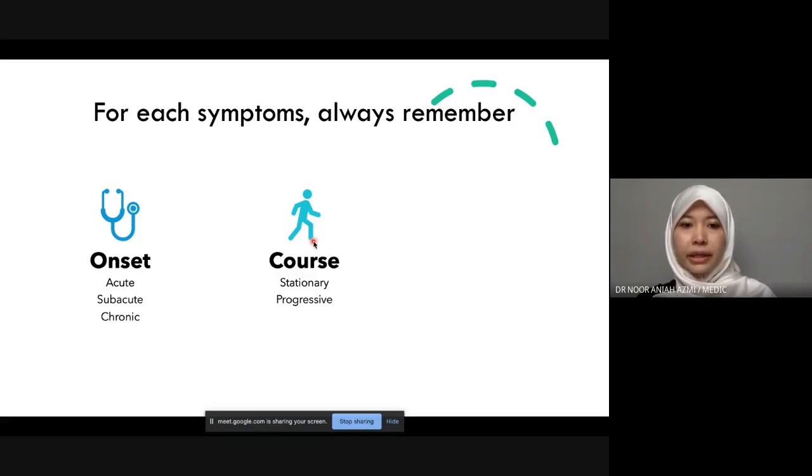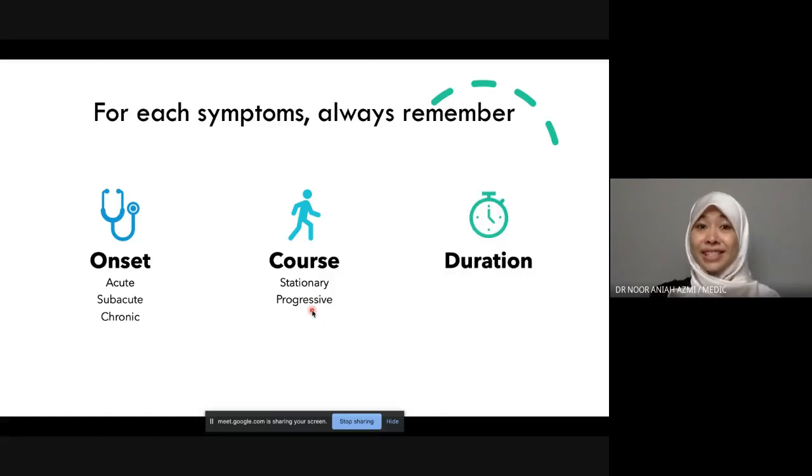And then for the course, whether it is stationary, progressive, or getting better. This is also important. You want to know how severe the disease is, whether it's self-limiting or something that you need to go in depth with. And of course, the duration, whether it is recent or long-standing, and sometimes whether it's an insidious finding, which means that the patient just realized it by chance.